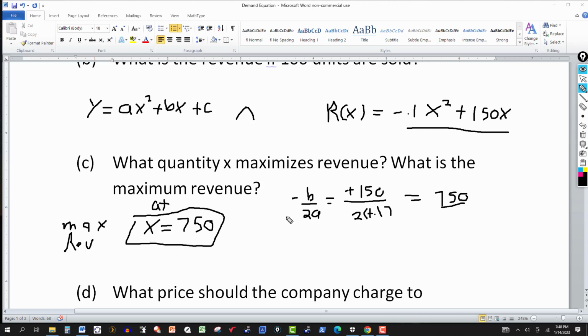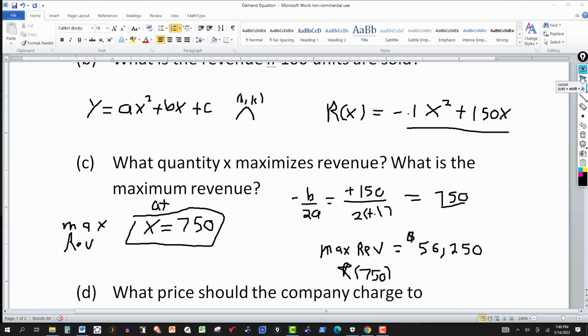And now it says, what is the maximum revenue? The graph looks this way, and the vertex is up here. What is the maximum revenue? Well, maximum revenue is equal to, of course, you just plug in 750 for X into the revenue function. So this would just be R of 750. Just use your calculator for that. That's going to give you 56,250. Of course, this is dollars.